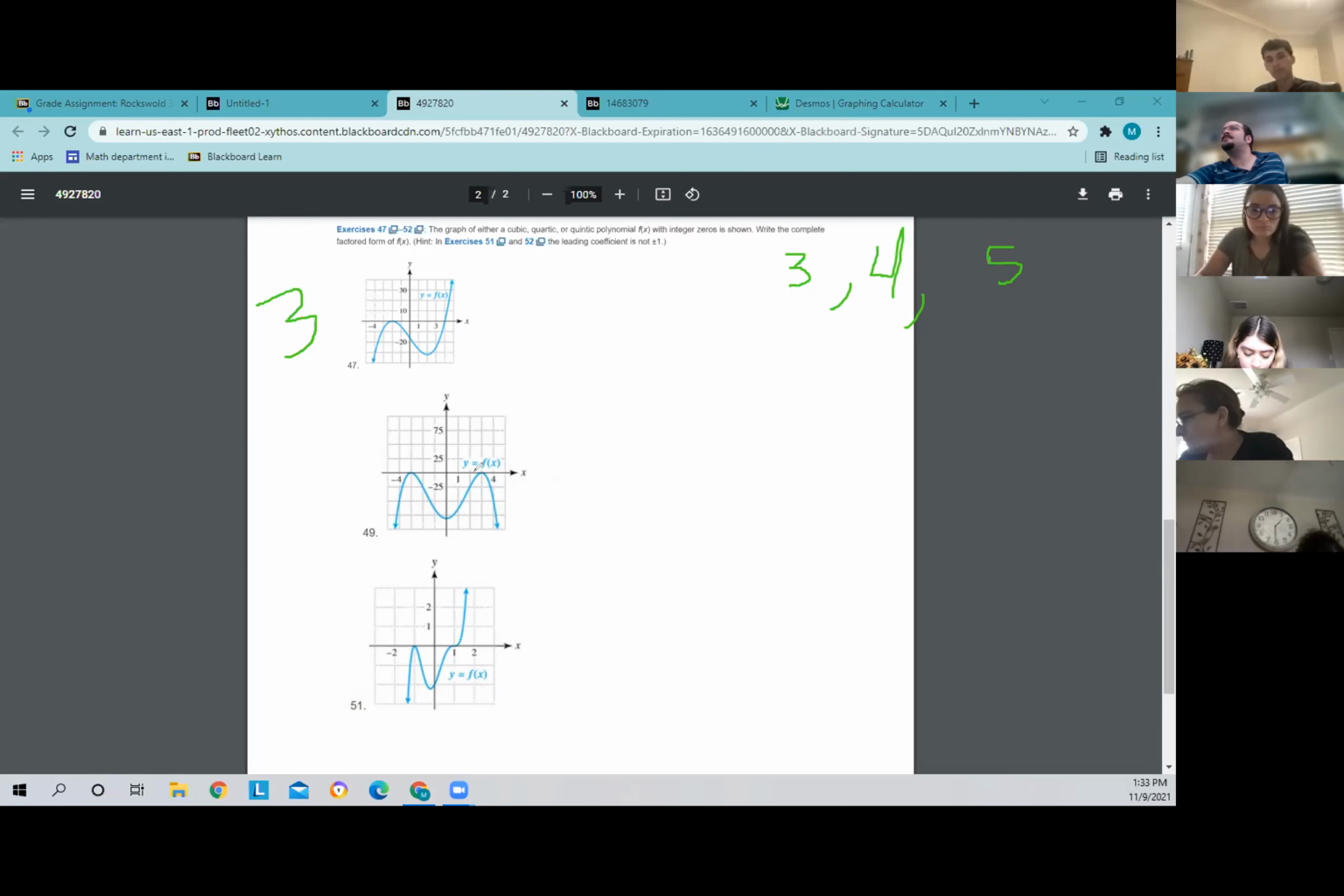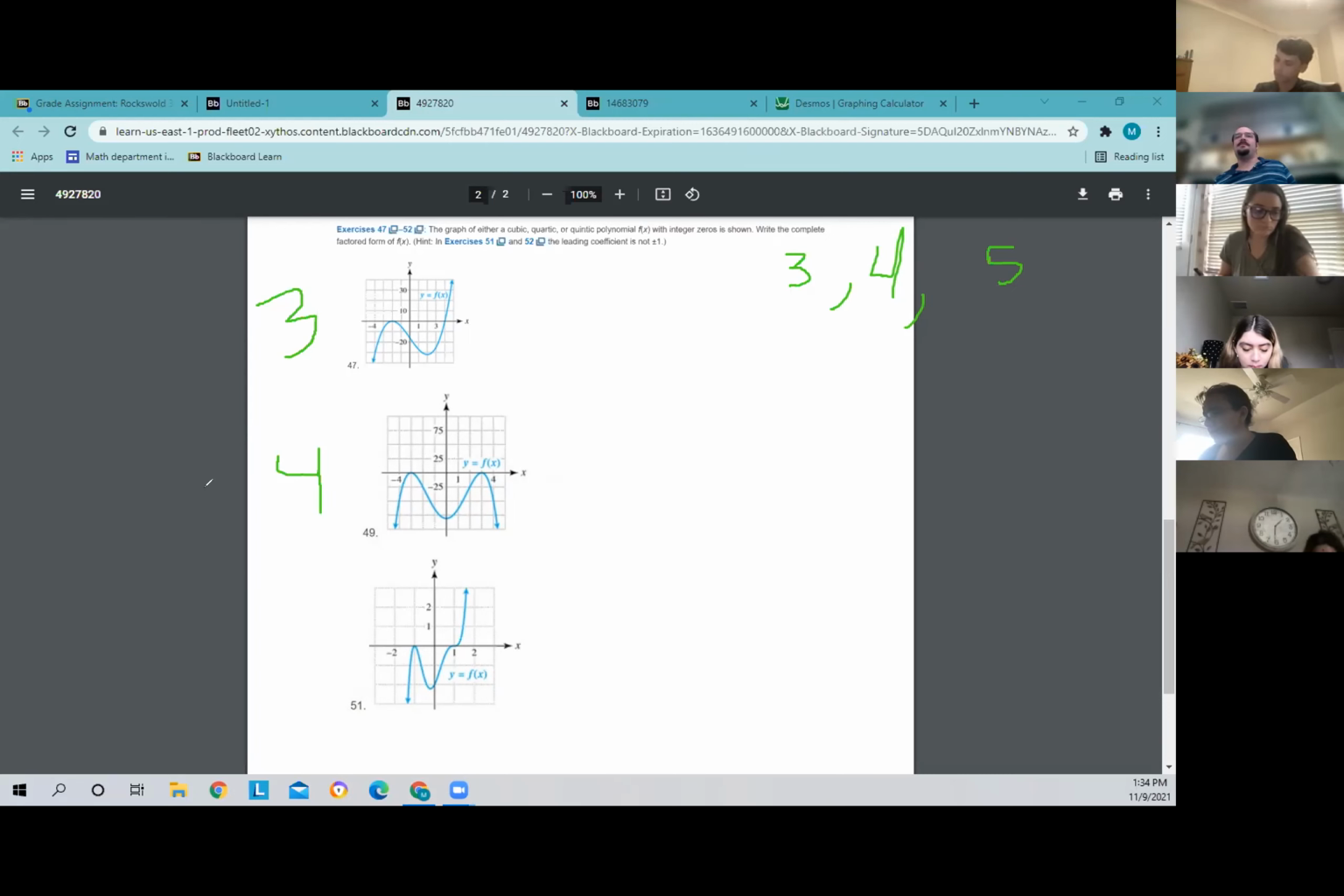If we look at this, what sort of thing does this look like? Does this look like an odd degree function? Yes. Ooh, this looks like an odd degree function. Yeah, it looks like a parabola, right? With its end behavior, it looks like a negative parabola.